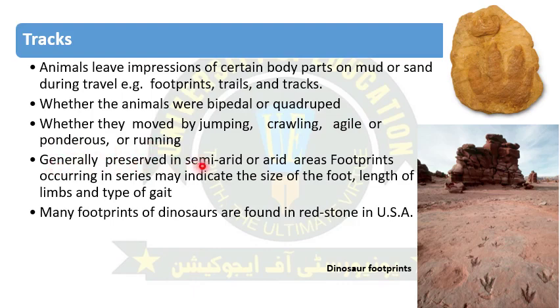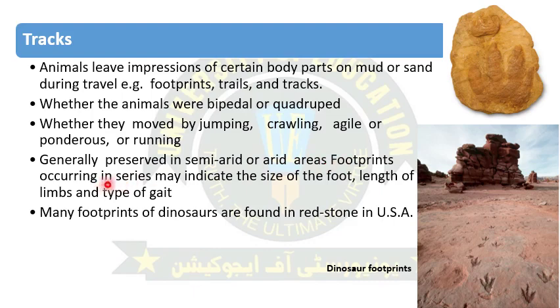Tracks are generally preserved in semi-arid or arid areas. Footprints occurring in series may indicate the size of the foot, length of limbs, and type of gait. So these tracks are generally preserved in semi-arid or arid areas, meaning the desert areas where sand or some other material covers the footprint or track.